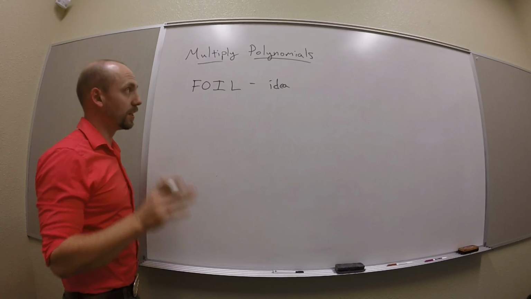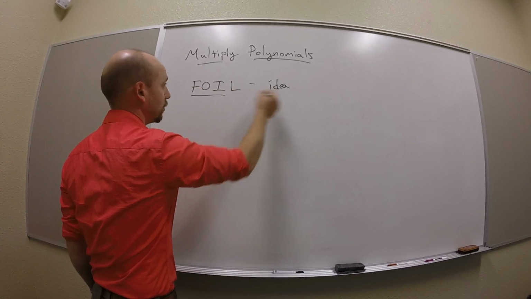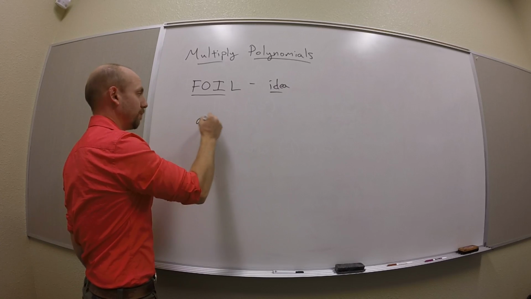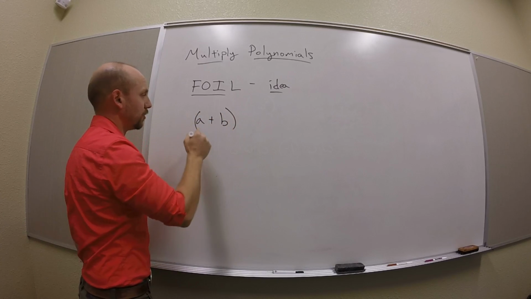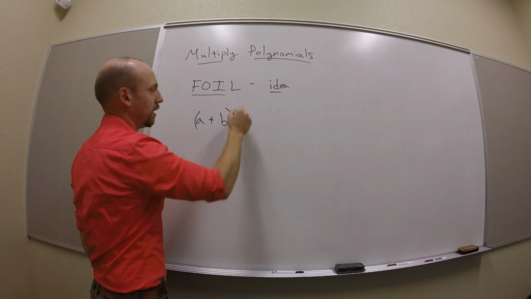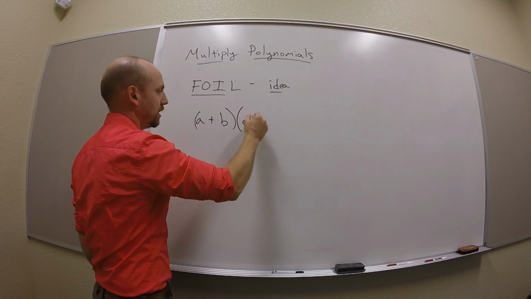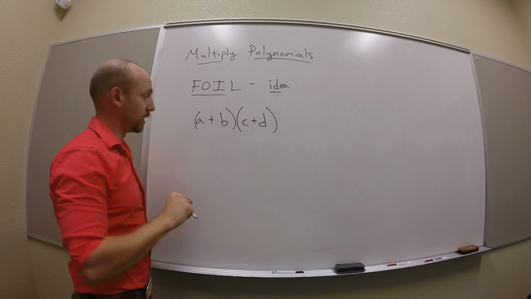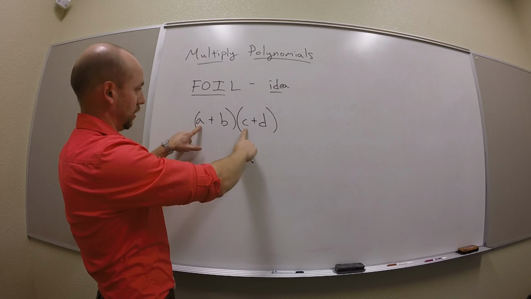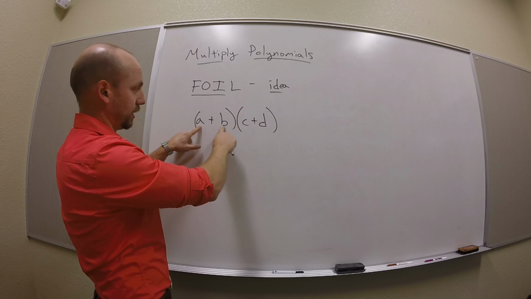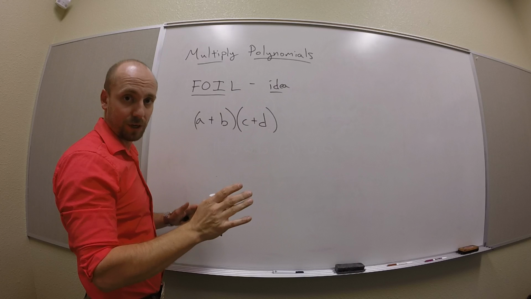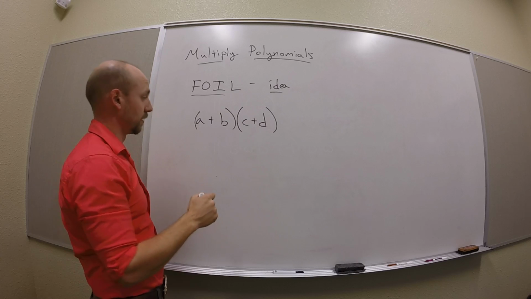So I want to give you the idea of foiling, right? So foiling idea. So here's the setup. I have two quantities, A plus B, and I want to multiply by C plus D. Okay? Please note, right, that there's two things here multiplied by two things here. That's the only time foiling is going to be your jam, right?